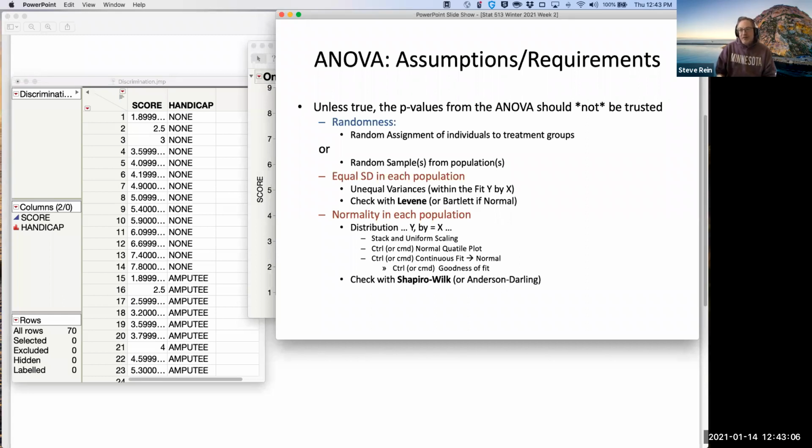And the second assumption or requirement is normality. In each and every group, you need to have a normal population of possible scores. We saw some of the scores, we saw 14 exactly. Across all of them, it has to be a normal shape.